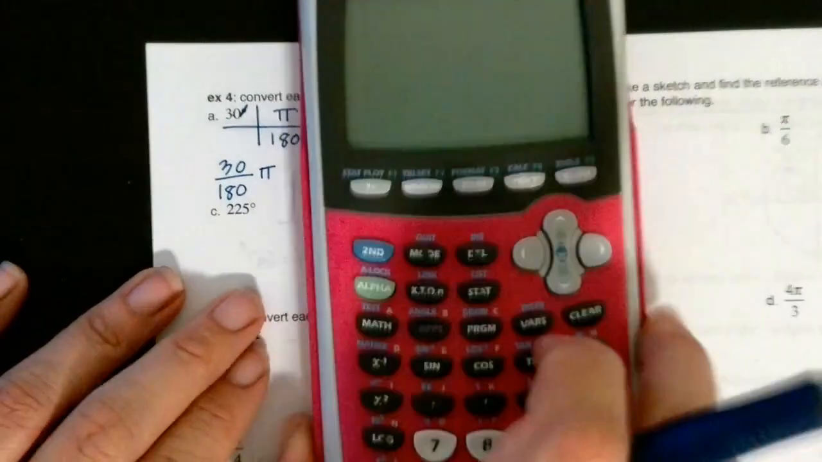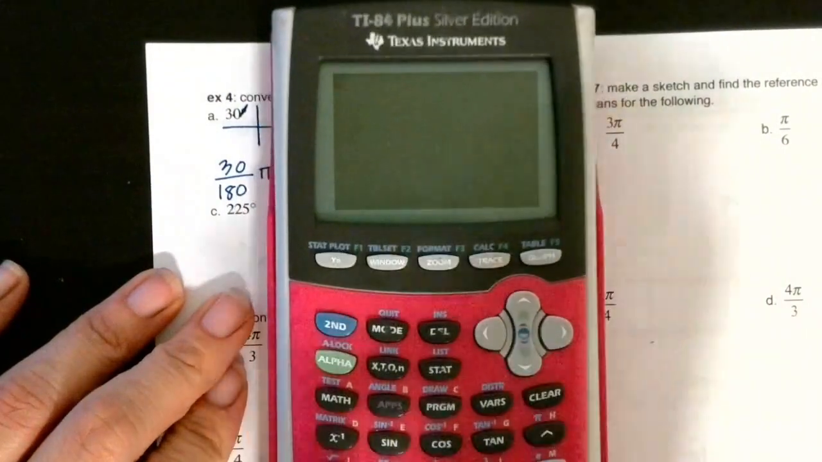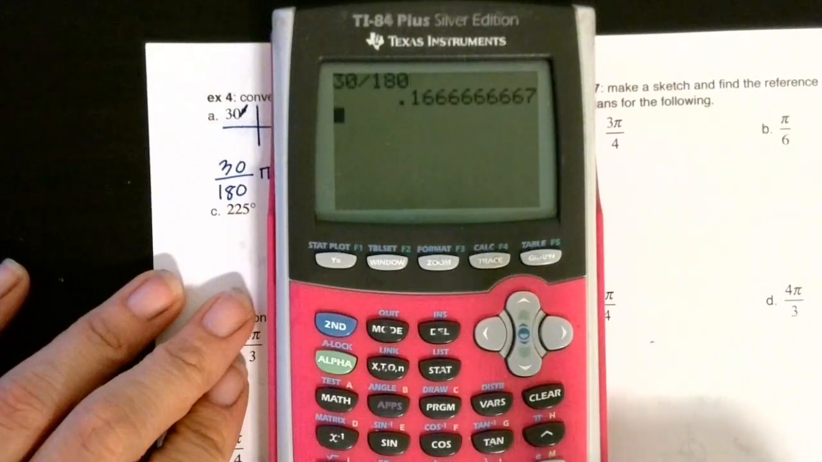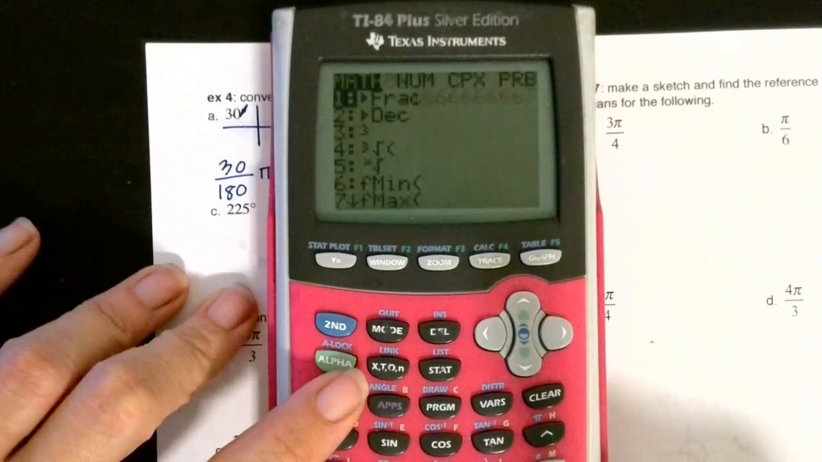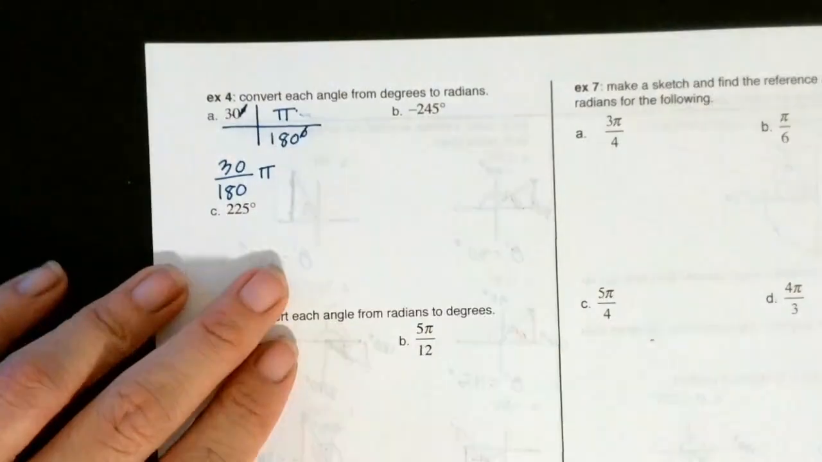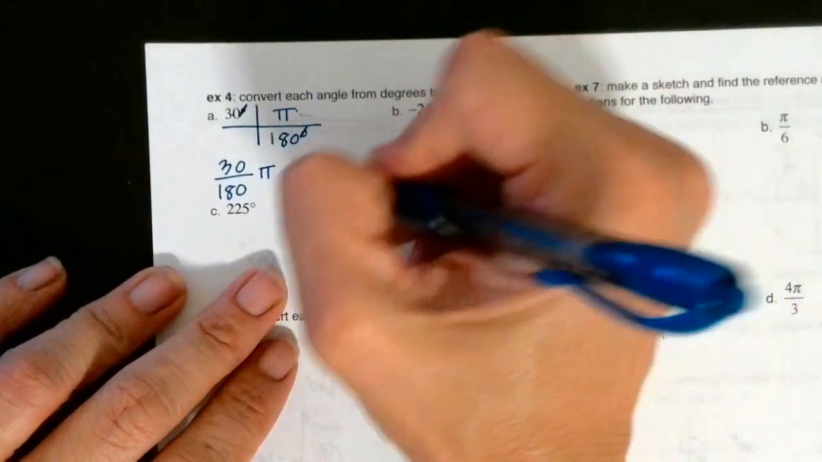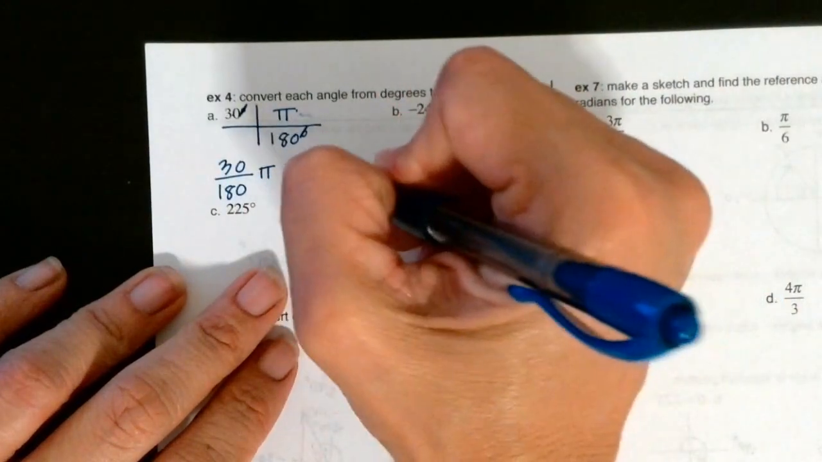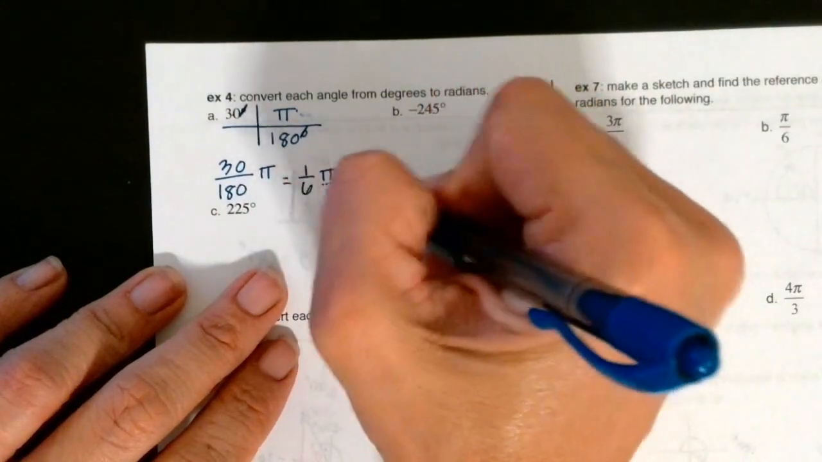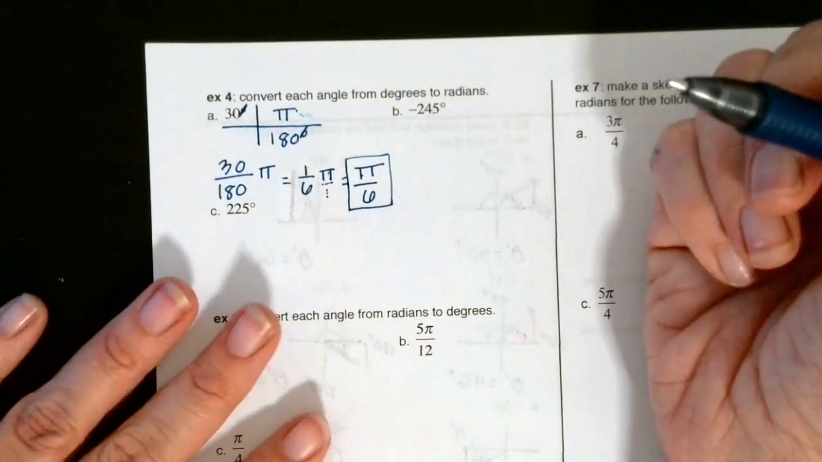And in your calculator, ignore the pi when you're doing your calculator, otherwise it's going to mess you up. If you do 30 over 180 and hit enter, and then do math, enter, enter, it'll tell you that that's 1/6. So this is 1/6 of pi, but again, mathematicians like to write things in the shortest form available, so this one they'd actually write as pi over 6, because 1 times pi is pi, and 6 times 1 is 6.